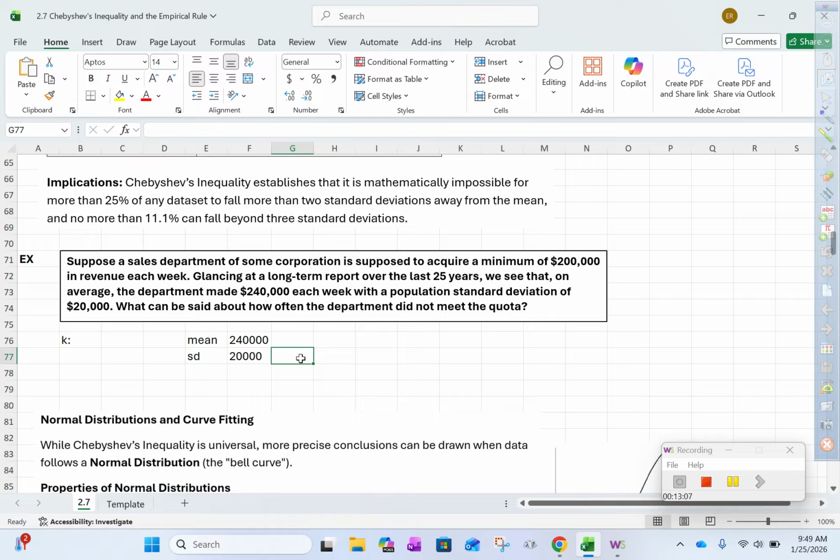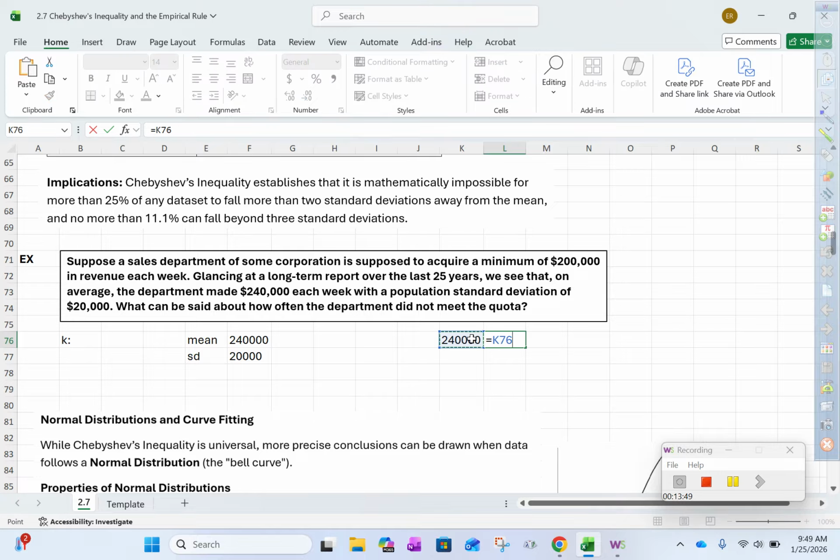So we want to know what can be said about how often the department did not meet the quota. So we want to look at the proportion where they did not meet it. In order to do that, we want to see about where this other value, the quota of 200,000, falls compared to the mean in terms of standard deviations. We can think of it like this. My middle value is this 240,000. If I go 1 standard deviation above, that equals this plus 20,000.